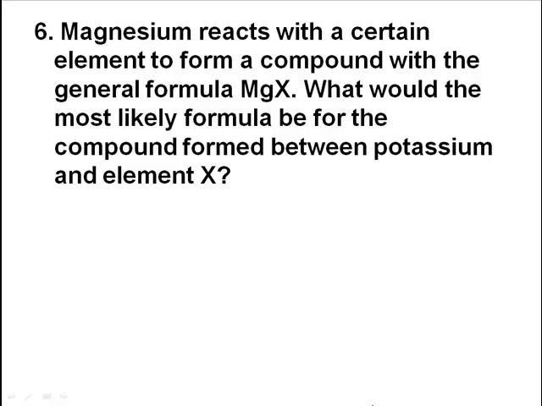So let's look at a separate type of problem. This here is with a magnesium. Magnesium reacts with a certain element to form a compound with the general formula MgX. So what would be the most likely formula for the compound formed between potassium and element X? What do you think?